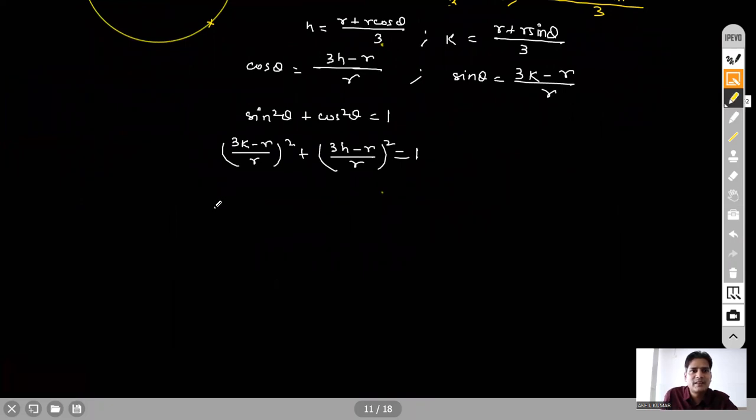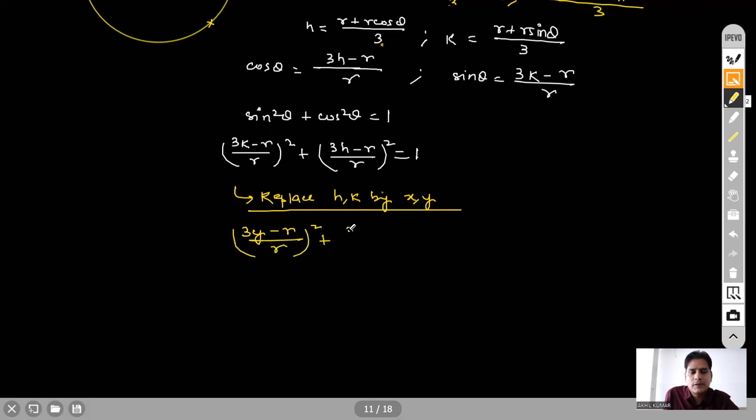So opening this, we get, now we can replace h and k by x and y. So it will become (3y minus r) upon r whole square plus (3x minus r) upon r whole square is equal to 1.